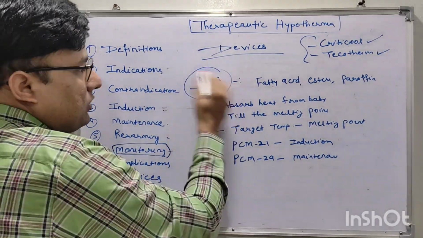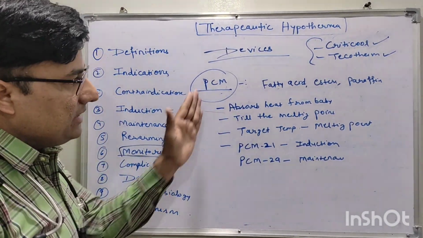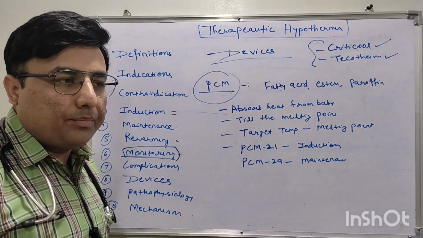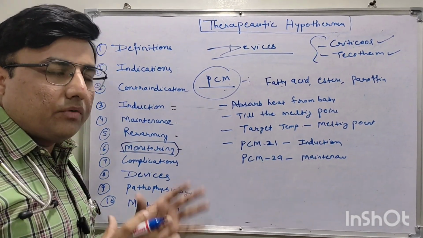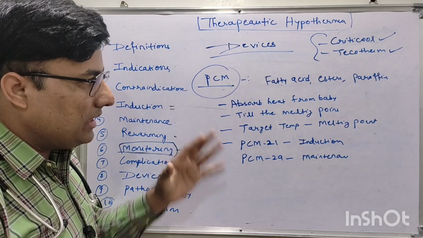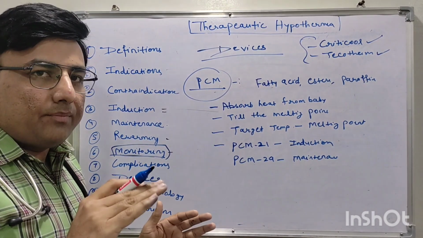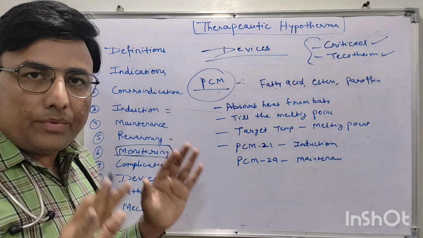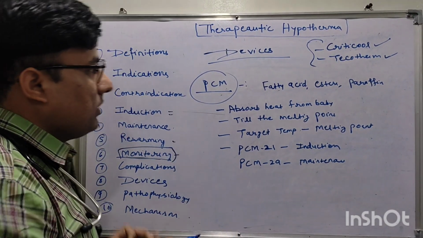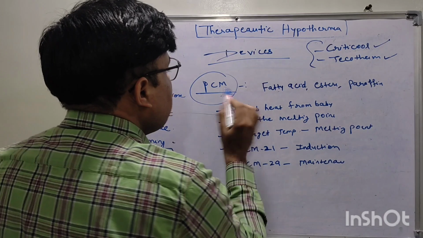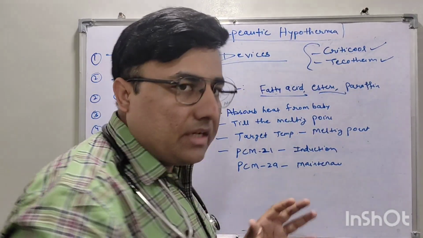So in resource limited settings we use phase changing material for therapeutic hypothermia. Here we have to do many things manually. We have to monitor the temperature and then make manual changes to maintain the temperature. Here the fluctuation risk will be more, so we have to do monitoring more aggressively. Phase changing materials are made of fatty acids, esters and paraffins.